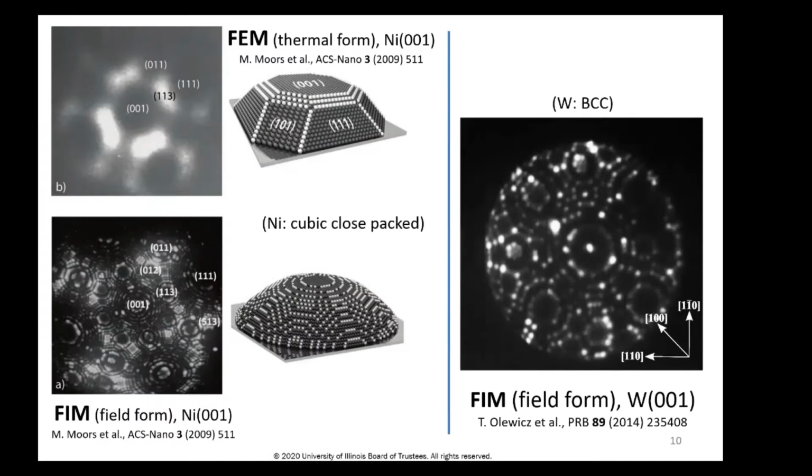On the right-hand side, you have a FIM picture of tungsten 001 from not very long ago, 2012-14. You see the 001 plane in the center, the fourfold symmetric arrangement of all of these atomic positions. And in the very center of the 001 plane, you have a single atom of tungsten evaporated on the tip. The study was to follow the diffusion mechanisms. In this case, it was the exchange mechanism of the diffusion of the atom moving on the surface.